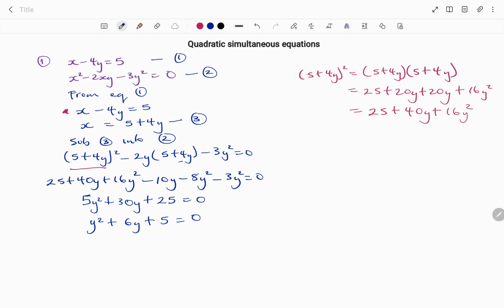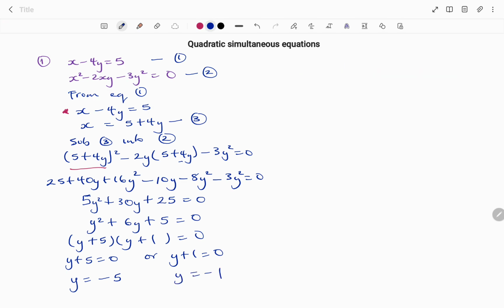And if I factorize, opening my 2 brackets, I have y plus 5 and y plus 1. Therefore, y plus 5 equals 0, or y plus 1 equals 0. And I'm going to have y equals minus 5 or y equals minus 1. Now that I have my two values of y, I'm going to find the corresponding x values.